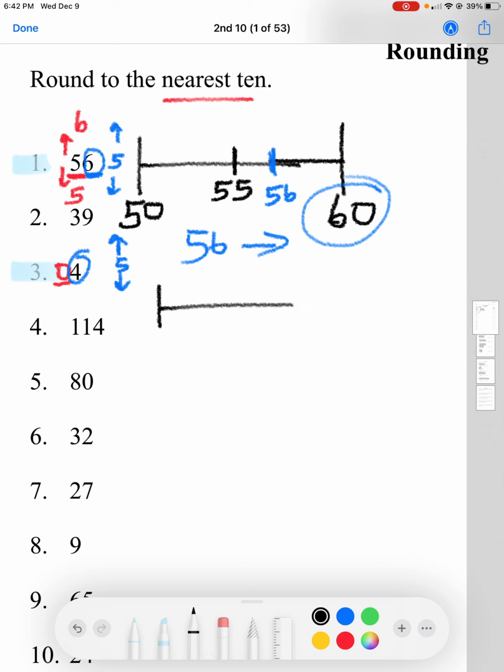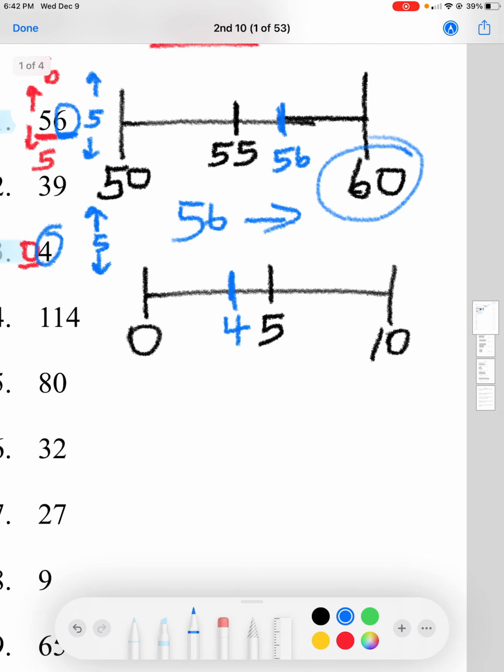So looking at the tens, we have 0 tens, and then the next 10 we can go to is the number 10. And then we'll have 5 right here, and then we'll plot the number 4. We know that 4 is smaller than 5, so it's going here. Because it is smaller than 5, it's closer to the 0. So we're going to be rounding this down to 0.